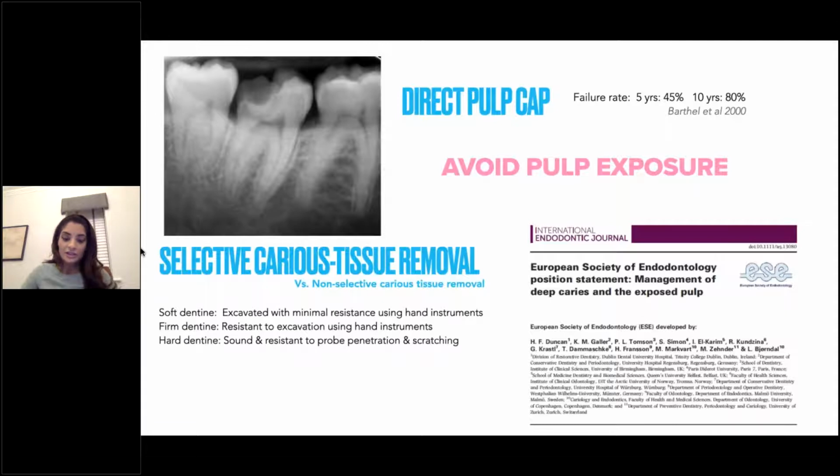So if we look at the definitions that it talks about, there's the definition of soft dentine, which means that we can remove it using hand instruments such as an excavator.